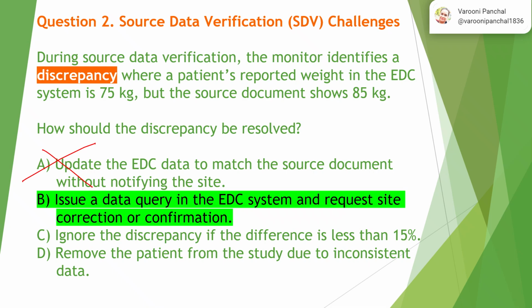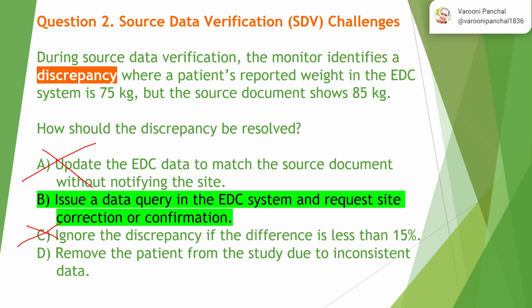Option C, ignore the discrepancy if the difference is less than 15%. Well, such discrepancies cannot be ignored, because the patient's reported weight was 75 but the source document shows 85 kg, which is around a 10 kg difference. Such a discrepancy should not be allowed and cannot be ignored. So this is not the right answer.